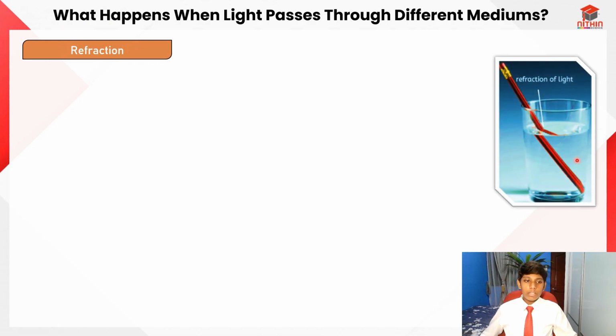So it actually appears like this. The pencil is supposed to appear straight, right? Instead, it looks like the pencil is actually cut in half and they put another one here. So, refraction.